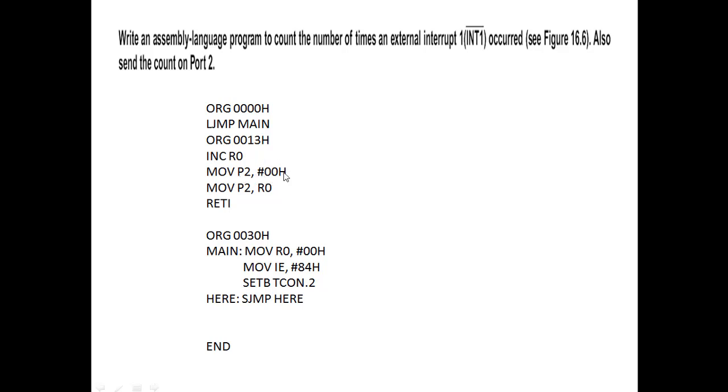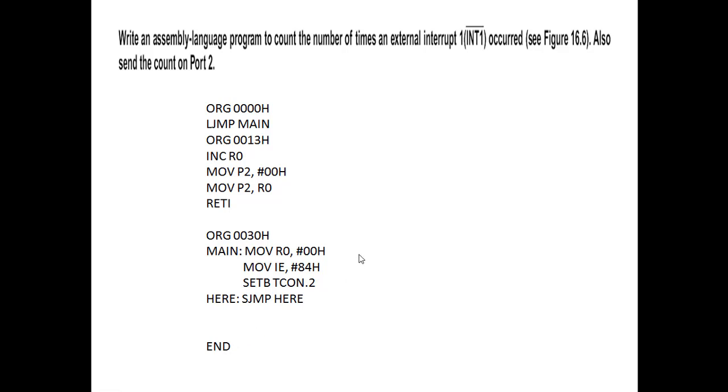Okay, and after that, it is configured as an output. We send the value of R0 to port 2, and after that we write the return instruction. Return from the interrupt means your service routine is completed. You can go back to your main program execution, and after that, lastly, you have the program end. Hope things are clear what you need to do.